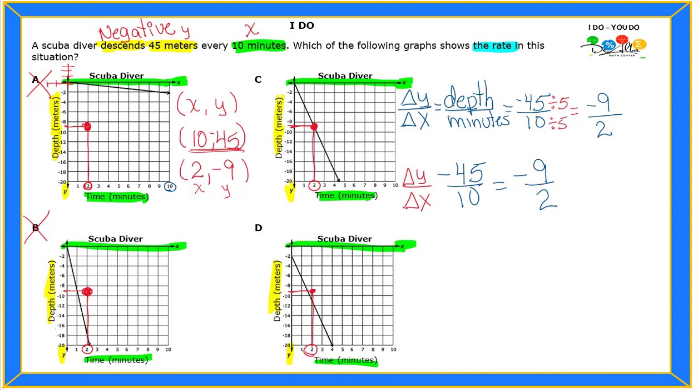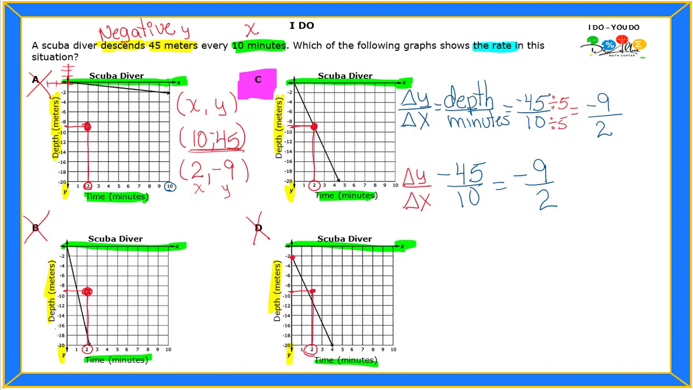And I don't know if you noticed, but letter D looks like it's starting at negative 2, which means that he's not starting right at the water level, right? So be careful with those minor things that you might see. So therefore, my answer for this should be letter C. Very good.